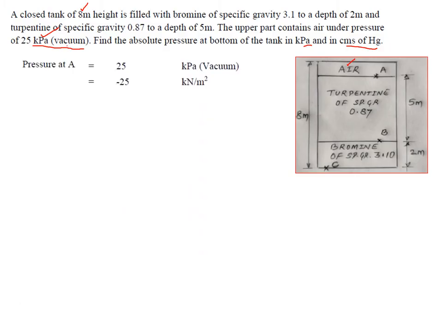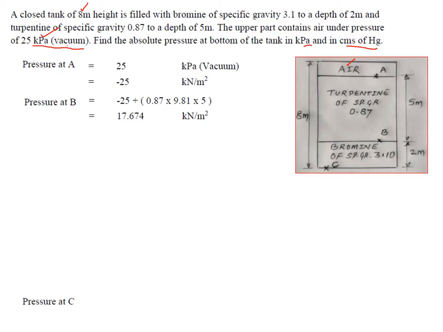So now you know that the pressure at A is 25 kilopascal vacuum. Vacuum indicates that it is minus, so it becomes minus 25 kilonewton per meter square. Now if you want to find the pressure at B, it is the pressure at A. As we move downwards, pressure increases, so plus sign. So plus 0.87 into 9.81, the specific weight of turpentine, and then multiply by 5 for H. So we get minus 25 plus 0.87 into 9.81 into 5, which gives 17.674 kilonewton per meter square or kilopascal.